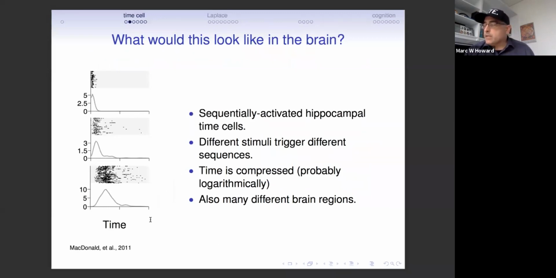Around the time we were making this proposal, people discovered a phenomenon called time cells. People here, mostly Yuri Buzsaki's lab, Eva Pastalkova in Yuri Buzsaki's lab, and Chris MacDonald in Howard Eichenbaum's lab, and the great Howard Eichenbaum, did a number of really important studies on this. They observed a population of cells that behave kind of like what we were looking for.